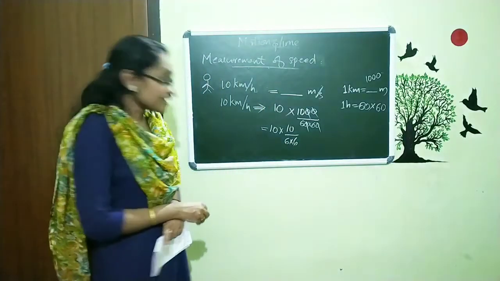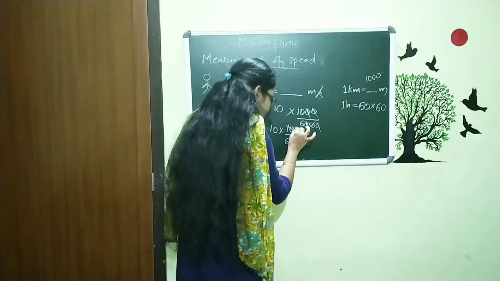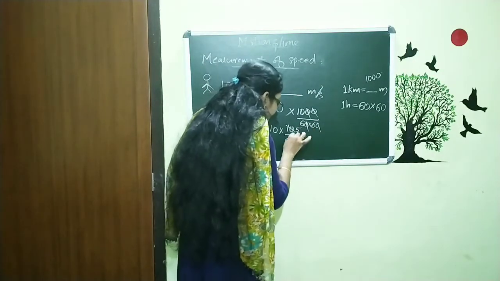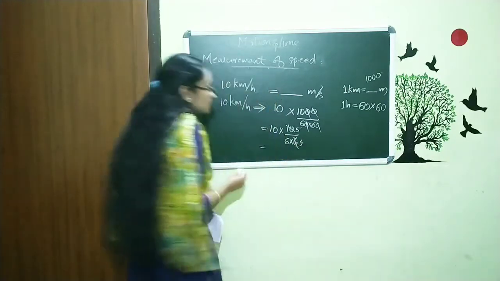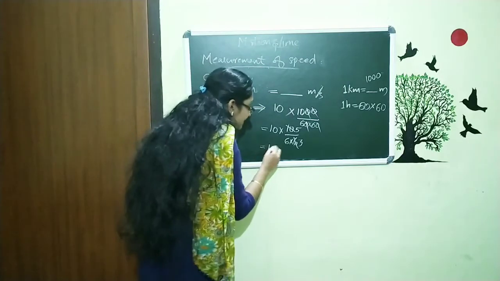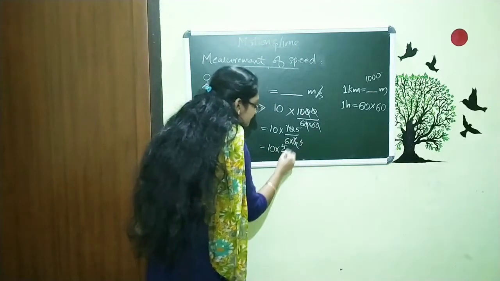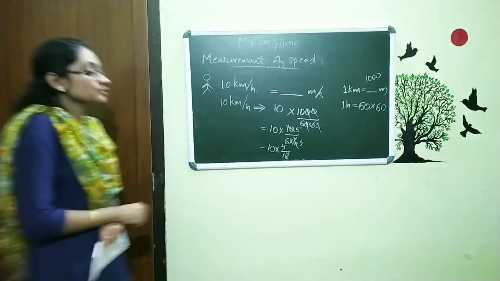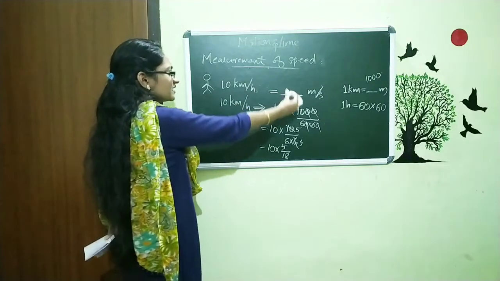Again I am going to cut this, 10 by 2, then I get 5, and I am cutting this 6 by 2, then I get 3. So the final thing I want to multiply is 10 into 5 by 18. This is the value, 10 into 5 by 18. So there is no need of doing all these things.